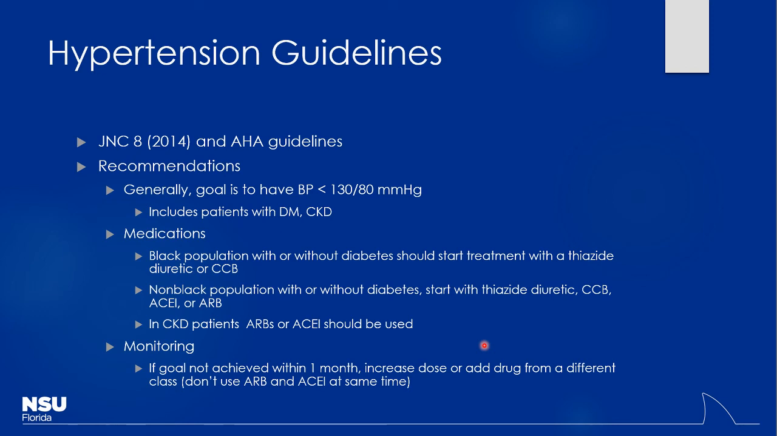So for instance, if they have a previous MI, then they're going to need to be on an ACE inhibitor, a beta blocker, aspirin, and a statin. There's a whole litany of drugs that they're going to have to be on because of the mortality benefits and the evidence-based medicine we have to dictate that. Okay, but we'll get into more of that a little bit later on.